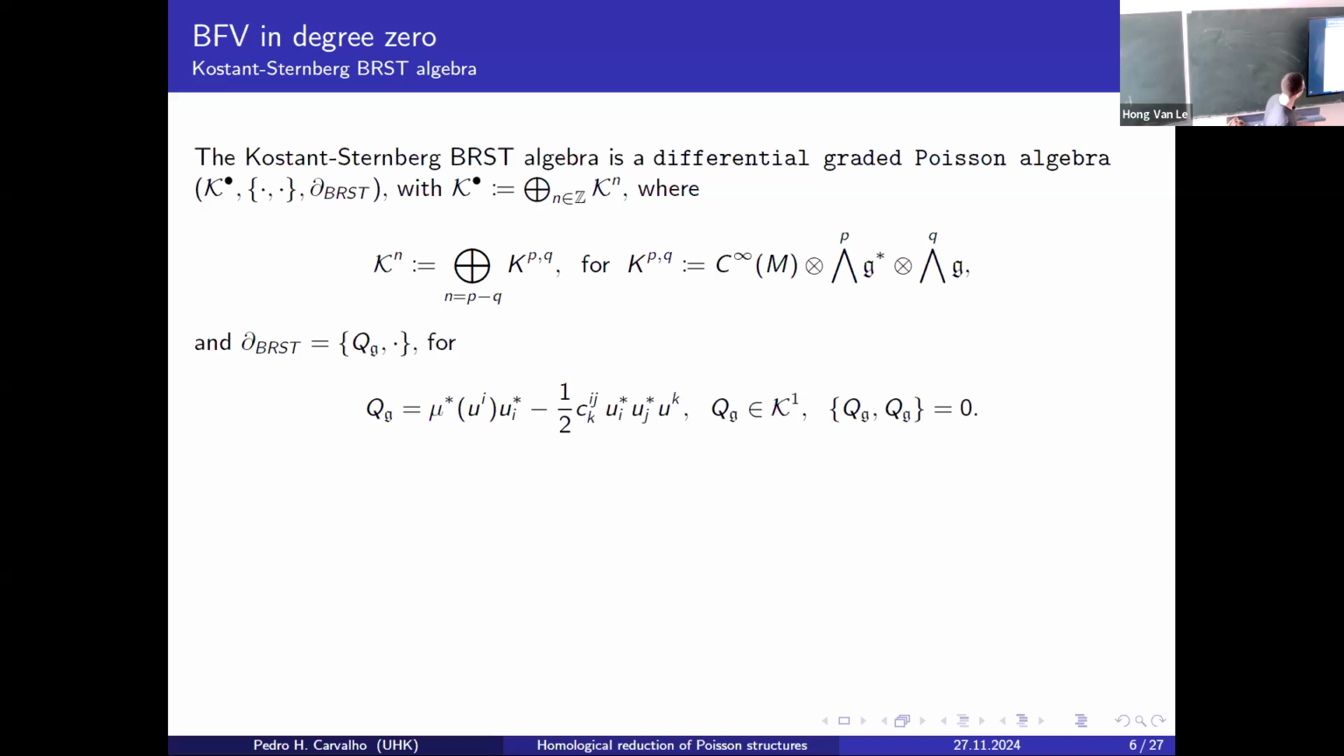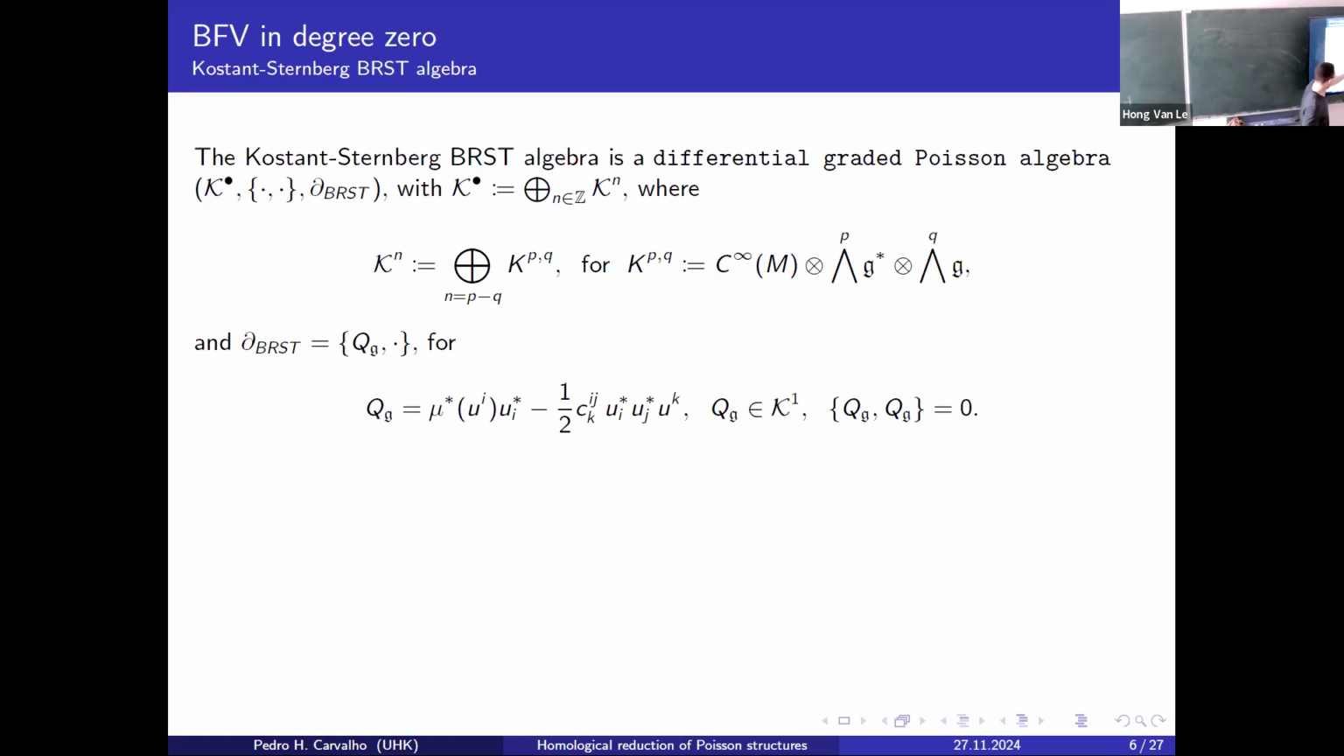So you have this algebra, and you have some differential that is actually an inner derivation that you construct out of the reduction data. So you have the moment map, so you can write this element here. And the idea is that this differential should recover both the constraints and the gauge invariance. So it encodes all the information about the reduction.